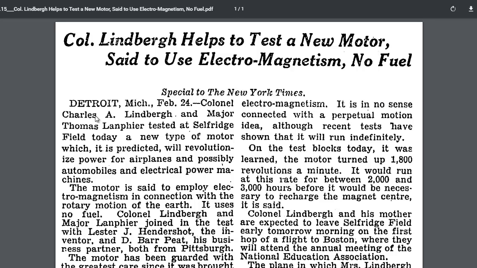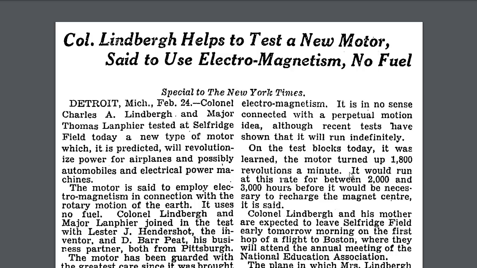So Colonel Charles A. Lindbergh, famous guy, in the papers everywhere. Now, I very much doubt he would have put his name to something like this if it didn't work. Major Thomas A. Lamphere, again, wouldn't have put his name to it if it didn't work. They had a motor that was running at 1800 revolutions per minute that would last up to 2,000 to 3,000 hours with no fuel. It used electromagnetism.